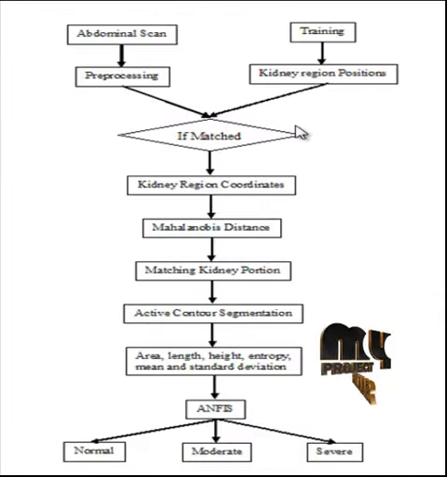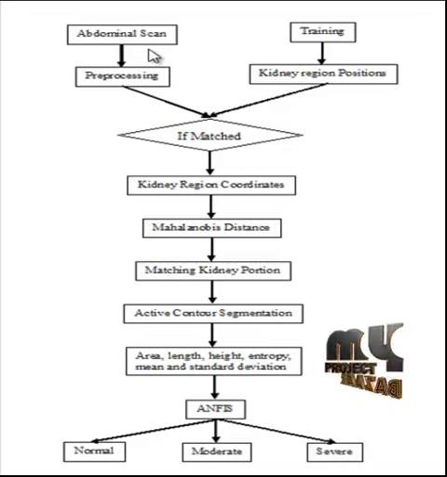Let me see the flow of the process. The input abdominal scan is obtained, which contains the normal 2D MRI images. The obtained images were pre-processed. After the pre-processing step, we train on the images in the dataset by saving the shapes of the kidney locations in all the images in the dataset. This process is the registration process.